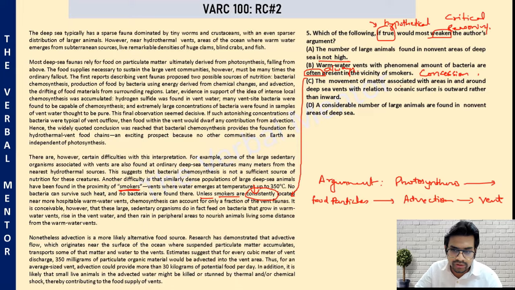Option C. The movement of water associated with areas in and around the deep sea vents, in relation to the oceanic surface, is outward rather than inward. Please understand what this choice says. It says the movement of particulate matter, food particles, associated with vent areas in relation to the oceanic surface is outward. This is a deep vent inside the sea, and this is the surface. Particles are moving from the vent to the surface rather than from the surface into the vent. That is not happening.